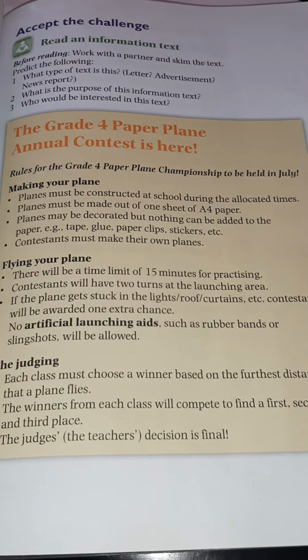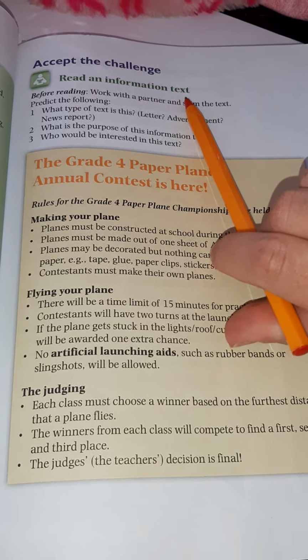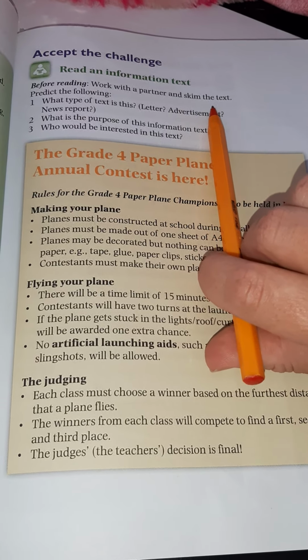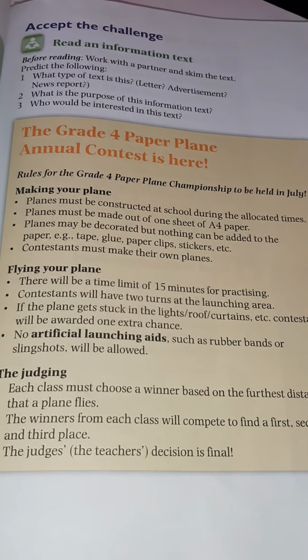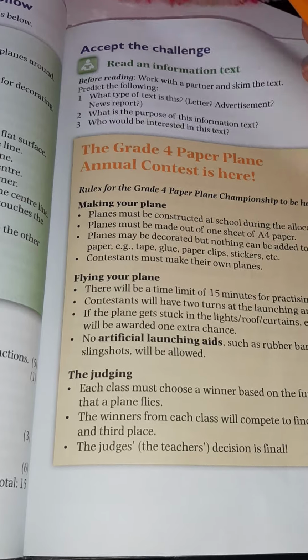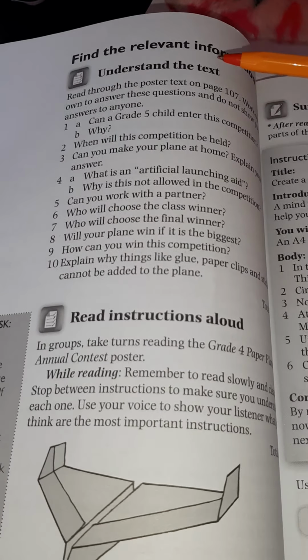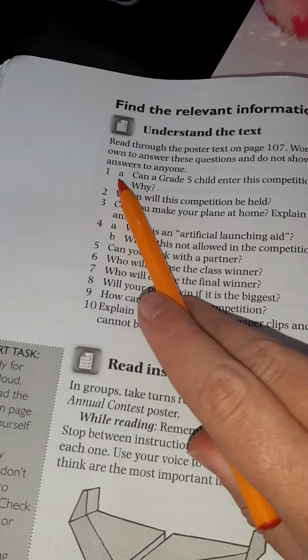Your next instructions that I want you to read will be an instruction text. Before reading, you work with your partner and skim the text. So that means you're just going to scan through it. Now, after you've scanned through it, you can turn the page to 108. These questions, I want you to answer to see whether you understand the text. Okay, so let's read the questions first.